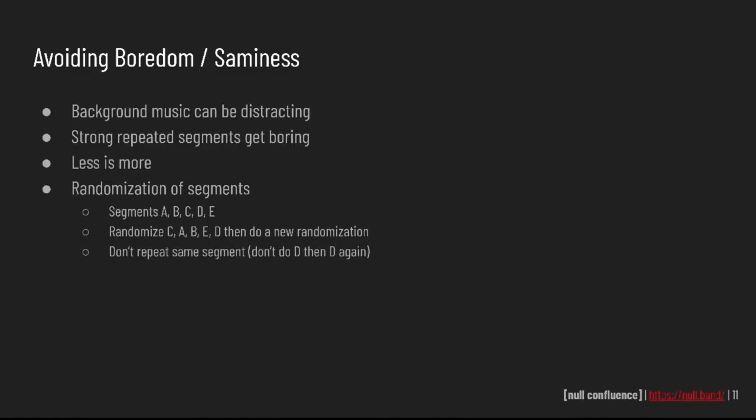Avoid repeating the same segment, like don't play segment D and then do D immediately again. Have a little bit of space, a little bit of logic in there. It'll take 5 minutes to implement that type of algorithm. It's like, here's the playlist, just randomize the playlist and go through it.